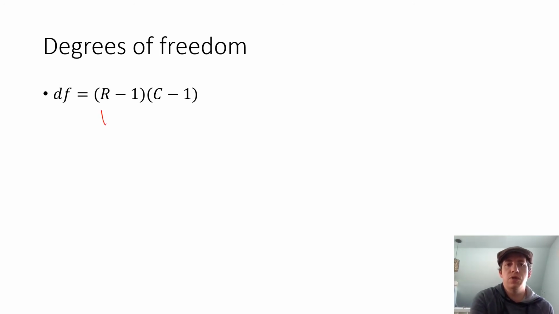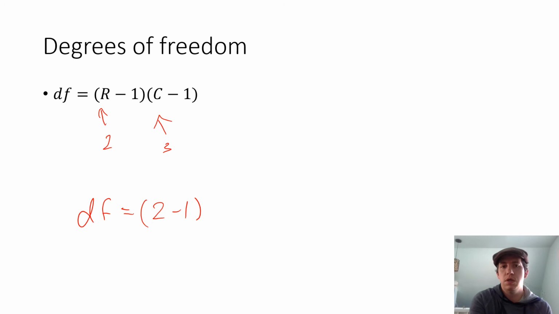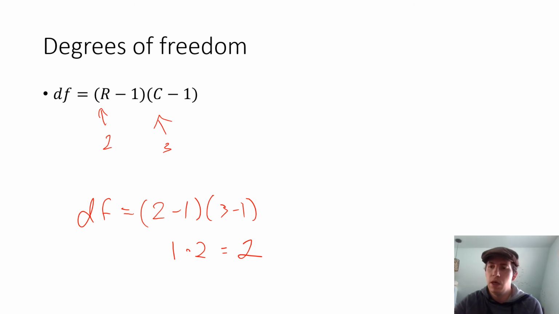The number of rows in our particular example, we had 2 rows. And the number of columns, we had 3 columns. So our degrees of freedom in our particular example is 2 minus 1 times 3 minus 1, which is equal to 1 times 2, which is equal to 2. So our degrees of freedom is 2. And remember, we need to know the degrees of freedom, and we also need to know the level of significance when we look inside the table to find our critical value. This is just the same exact thing from the last section.